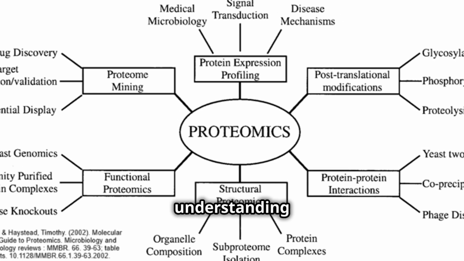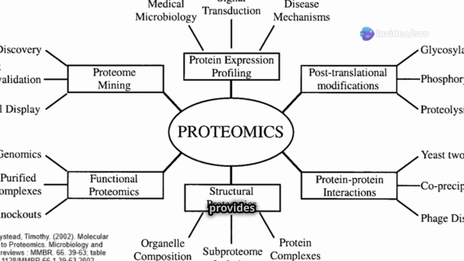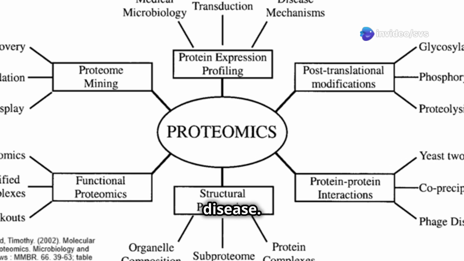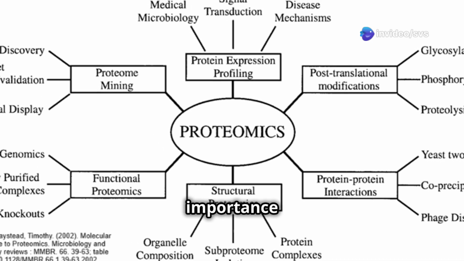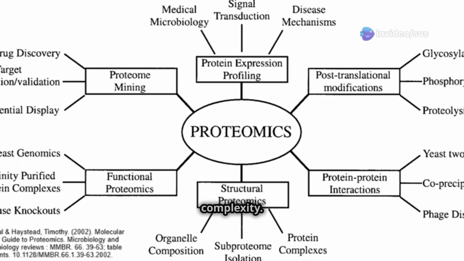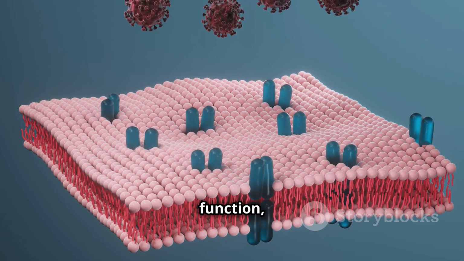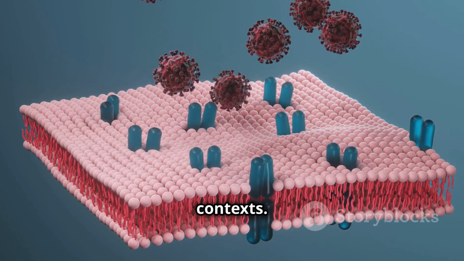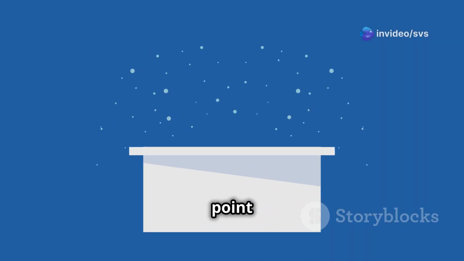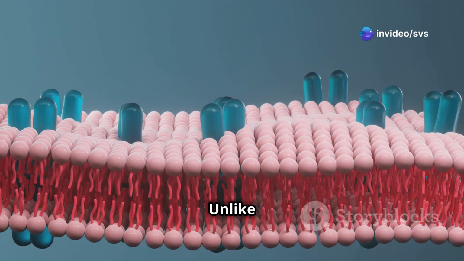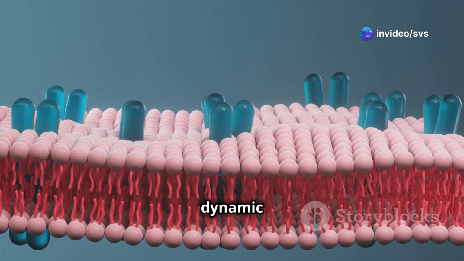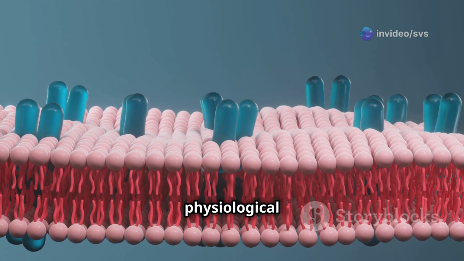Proteomics is vital for understanding cellular processes and provides insights into health and disease. Some key aspects of its importance include deciphering biological complexity. Proteomics reveals how proteins interact, function, and are regulated in cellular contexts. Another crucial point is dynamic insight. Unlike the genome, the proteome is dynamic and reflects real-time physiological states.